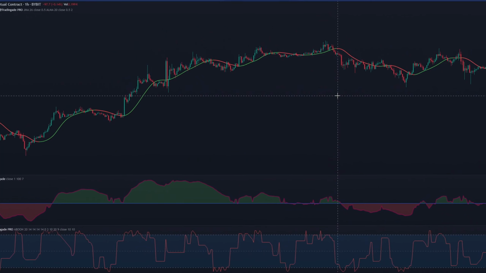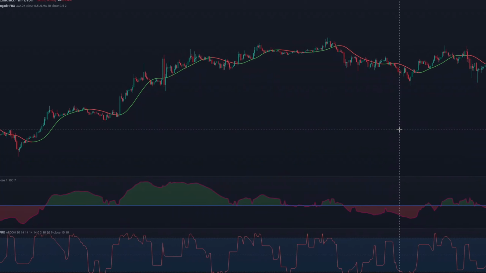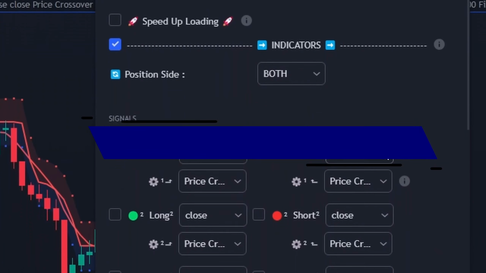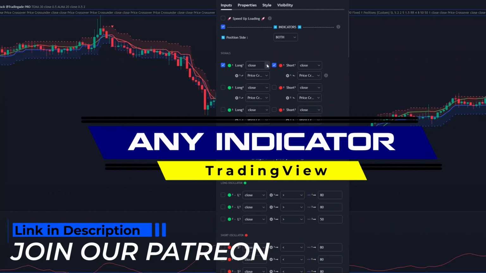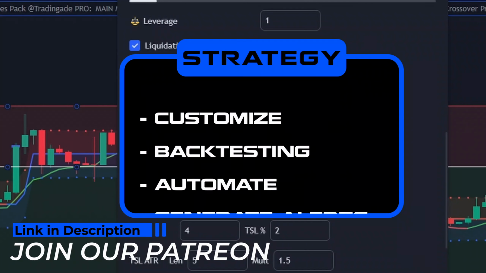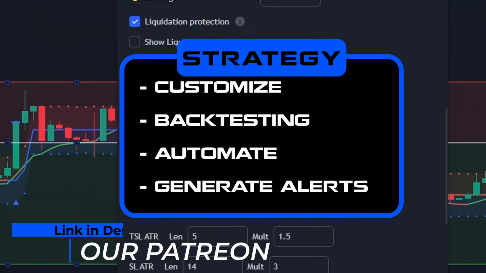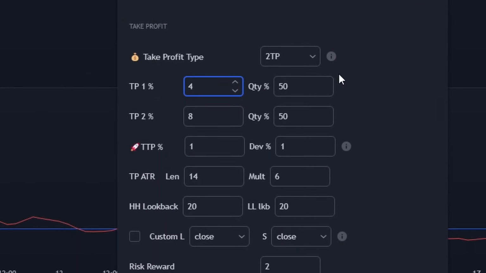That's cool, guys. We have just defined all the three rules of our strategy. Now we can convert this idea into a real strategy using our strategy builder, a powerful tool that allows us to combine any indicator available on TradingView to generate buy and sell signals. We can backtest, automate strategies, set up alerts, and do all this cool stuff with just 2 clicks. Let's start by configuring our main entry signals.